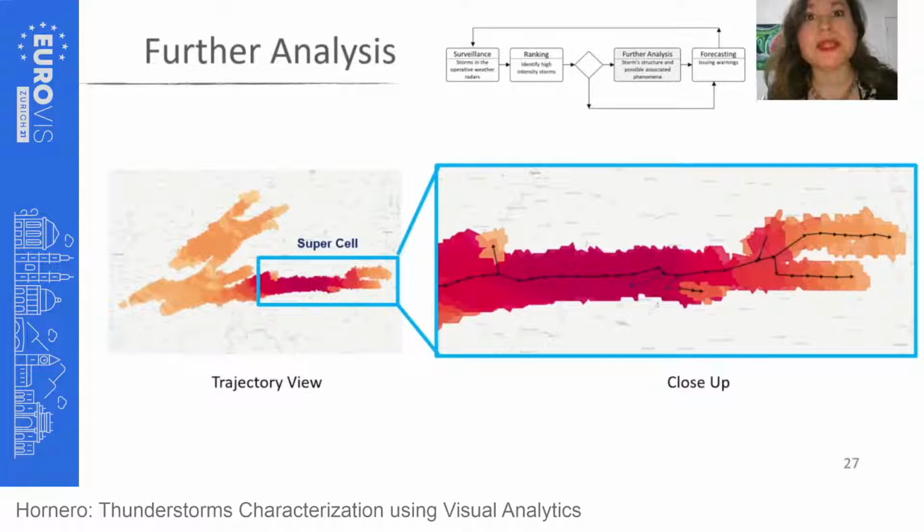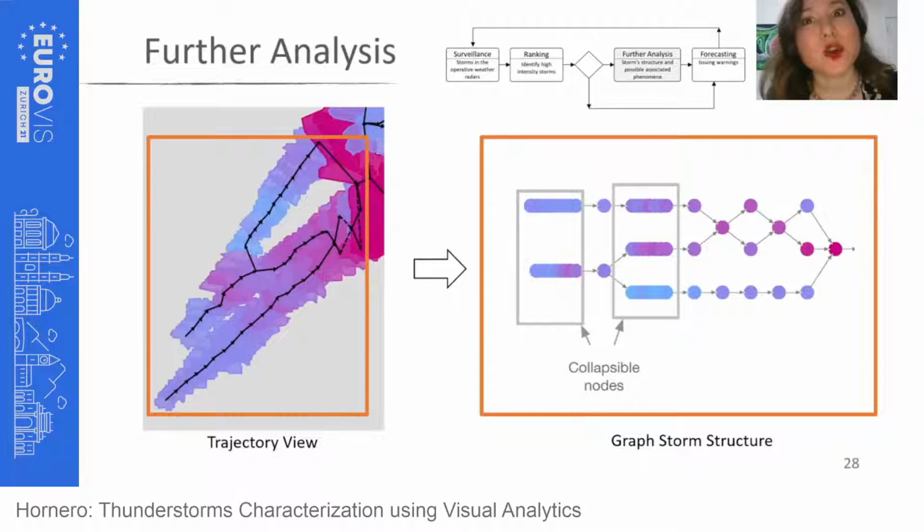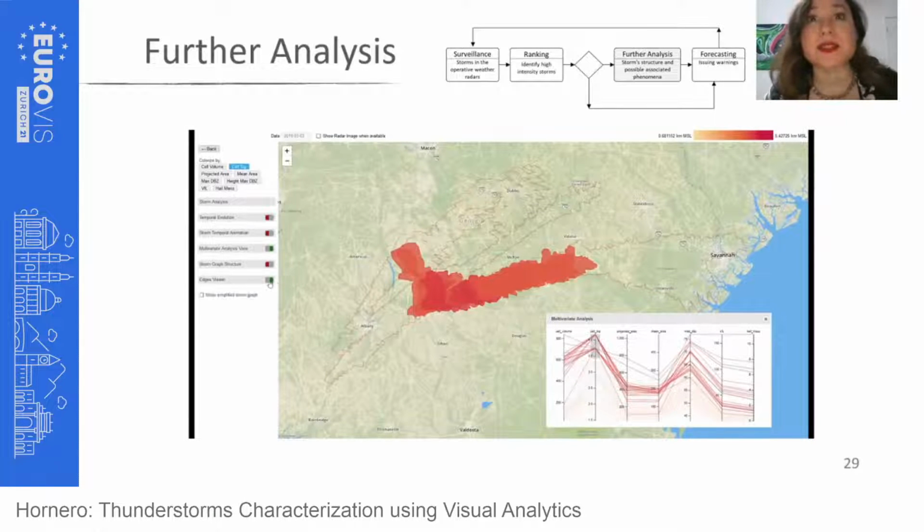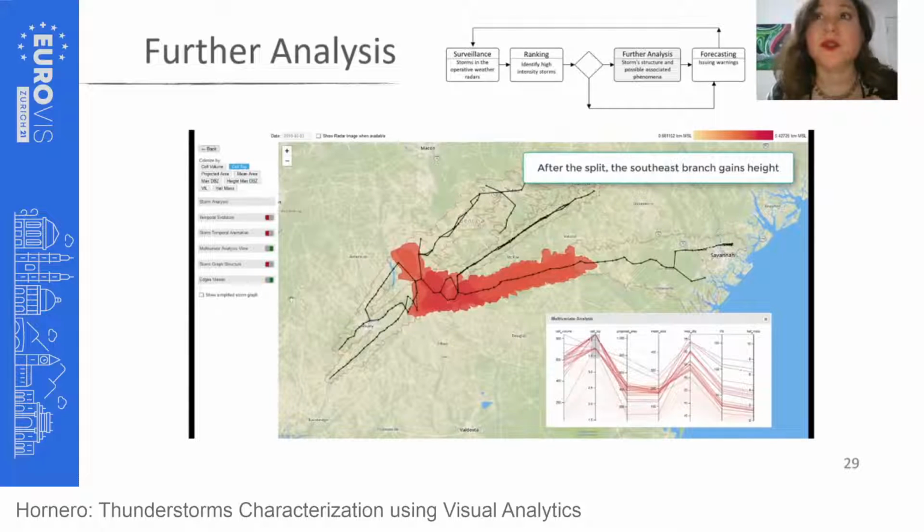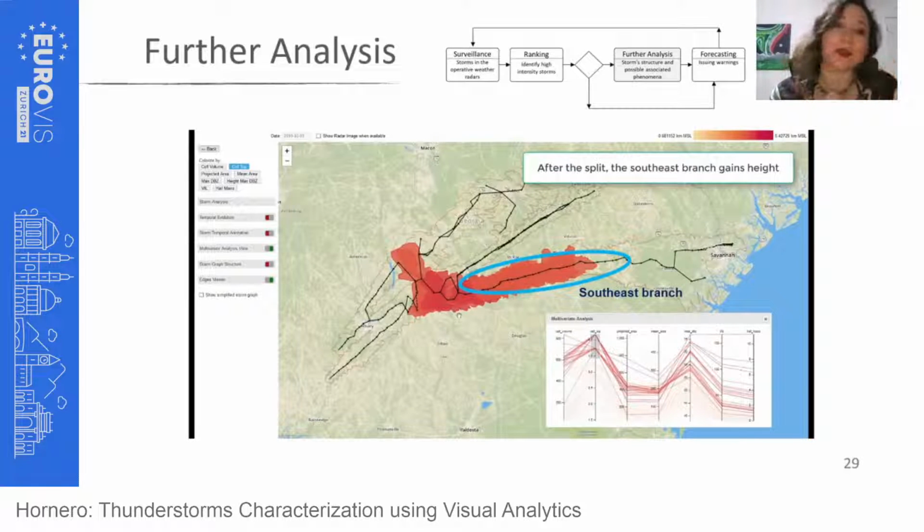For that, we designed two complementary views. First, a trajectory view that shows the different storm branches and reveals turning, splitting and rejoining of the storms, as well as a storm graph structure that is an abstract visualization that can reveal topological changes in the selected storm cells. For example, in this case, the storm cluster presents three branches, with bifurcation into the northeast and southeast branch that leads to the development of high-altitude storms that are associated with potentially dangerous events.